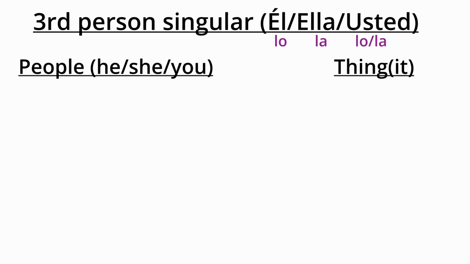Let's begin with people. First things first, I hope you know that the third person singular form is represented by pronouns él, ella and usted, which is he, she, and formal you, that is used to respectfully refer to someone.